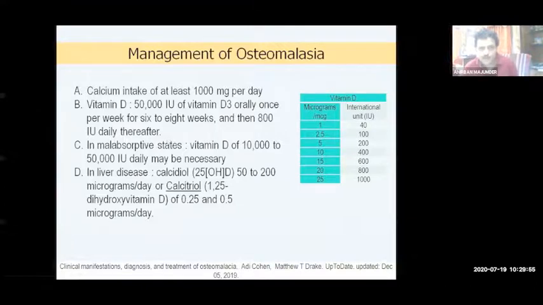In the malabsorptive state, you have to give a much higher dose, so 10,000 to 50,000 units. And as I've told you, in liver disease, we have to treat the patient with calcidiol, meaning 25-hydroxy D, or calcitriol, 1,25-dihydroxy D. So we bypass the metabolic process of the liver, and we cannot give this patient oral cholecalciferol.